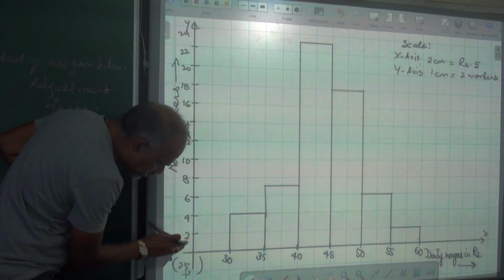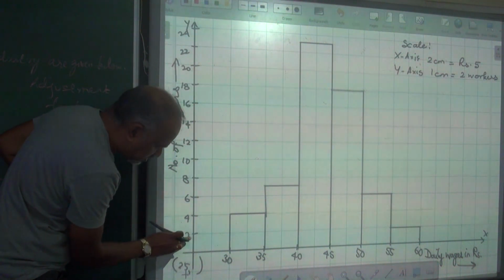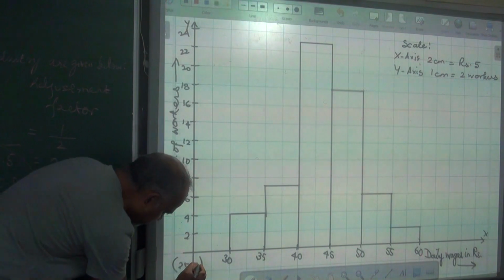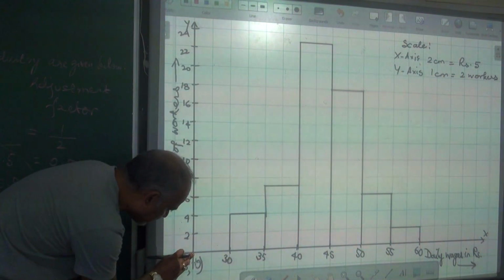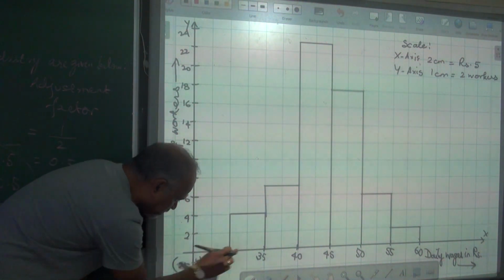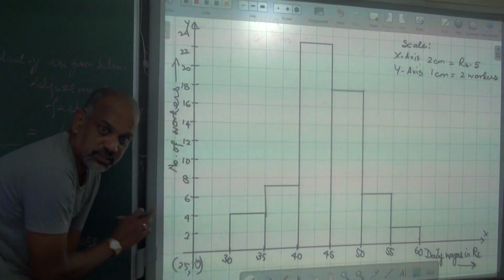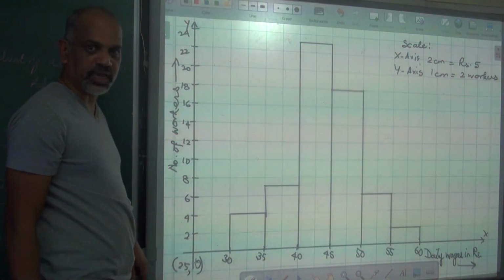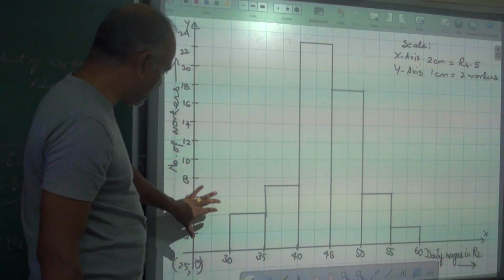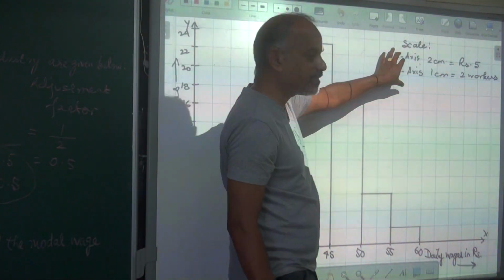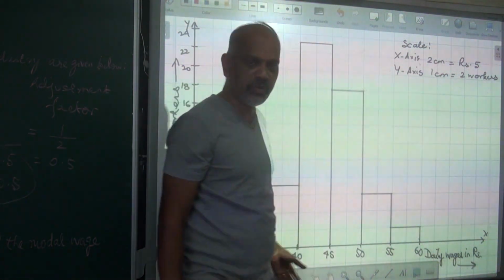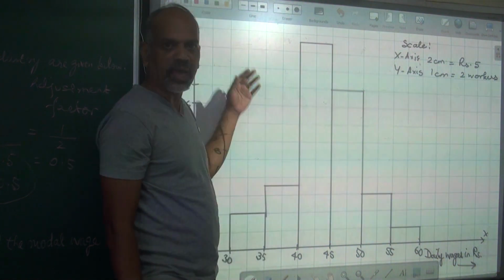So if this is 2, this must be 2 units less. So 2 minus 2 will give you 0. So this point is actually 25 on the x-axis and 0 on the y-axis. Okay. So this also has to be marked. And immediately after this, you also have to write a scale: how you divided the x-axis and the y-axis.